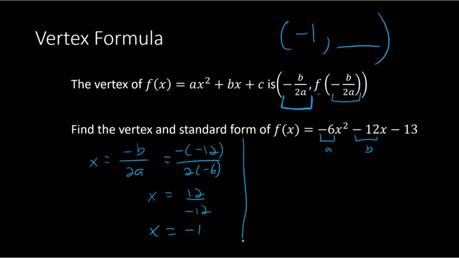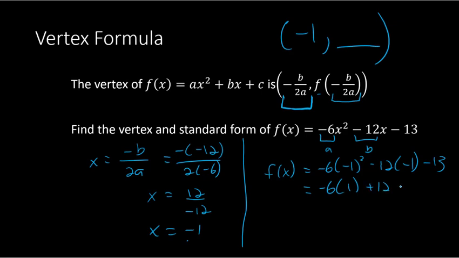Now to find the y value, we take that same function, just plug negative 1 in place of x to figure out what is y. We have negative 6 times negative 1 squared minus 12 times negative 1 minus 13. So negative 1 squared is positive 1. Negative 12 times negative 1 is positive 12, and then minus 13.